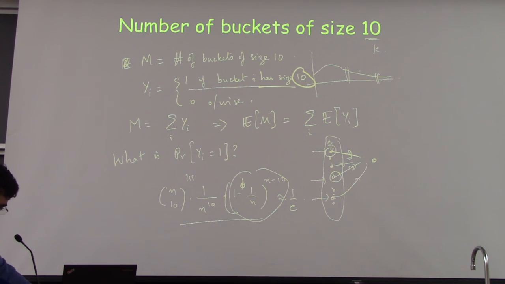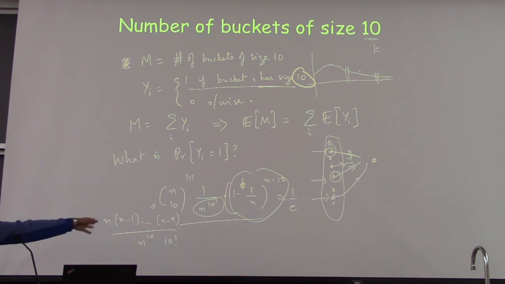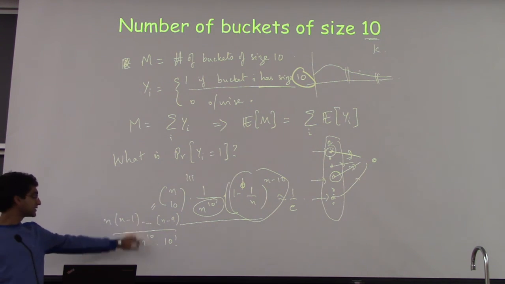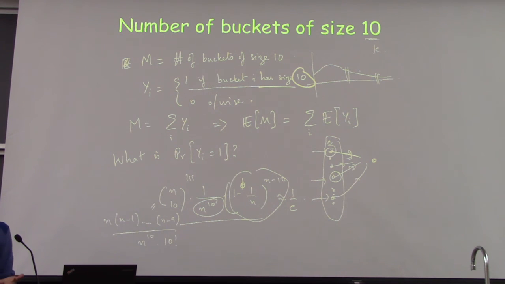This again, n choose 10, how does it compare to n to the 10? That's what we are asking. It is n times (n minus 1) and so on up to (n minus 9), divided by n to the 10 times 10 factorial. If you believe that each of these terms is roughly 1, and there are only 10 terms, then this is roughly 1 over 10 factorial.